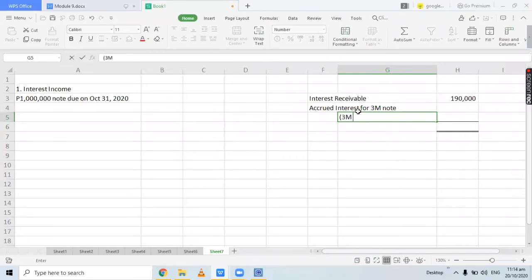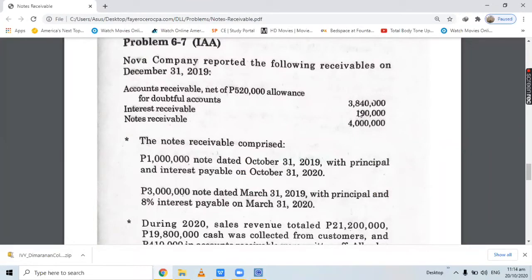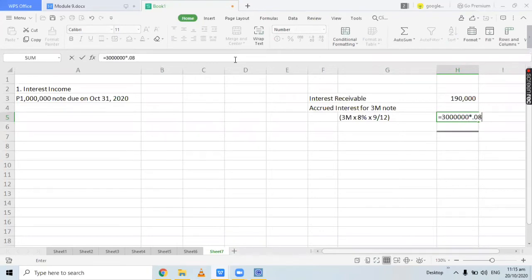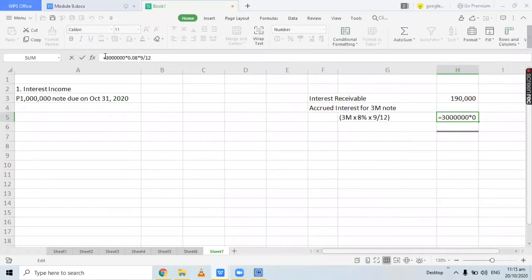Diba? So 3 million times 8% times how many months from March 31 to December 31? 9 months. 9 over 12. Is 180,000. So therefore, the accrued interest applicable for the 1 million note is 10,000.